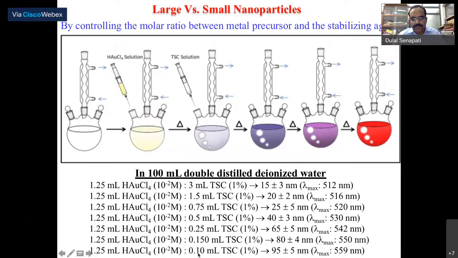But when we use only 0.1 ml, which is 100 microliter in 100 ml, by keeping the concentration of gold at 1.25 ml constant, we can generate a particle with a diameter of 95 nanometer. So just by varying the composition or the ratio between the metal precursor and the stabilizing or reducing agent, where the trisodium citrate acts as both the reducing agent and stabilizing agent, we can vary the size very easily from 15 nanometer to 100 nanometer.